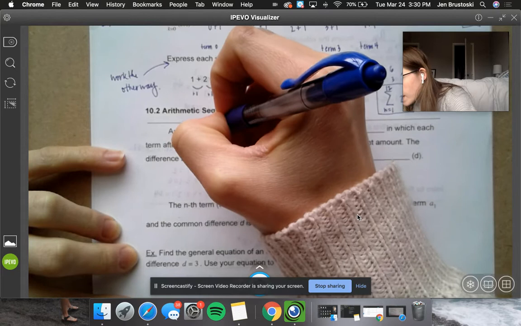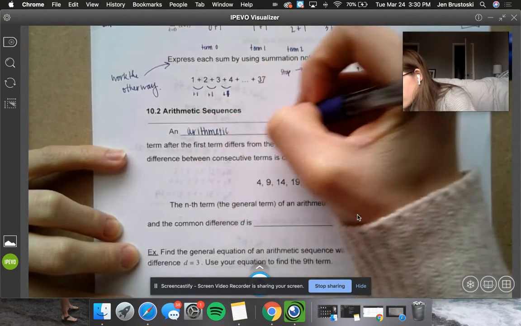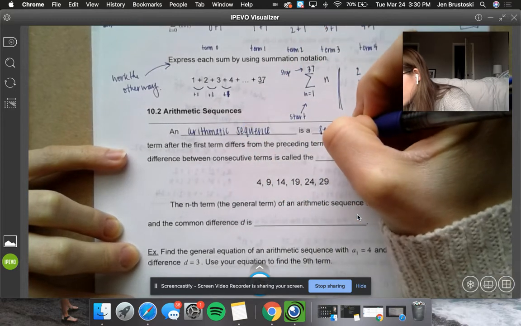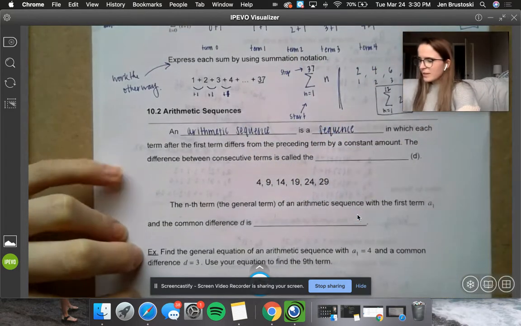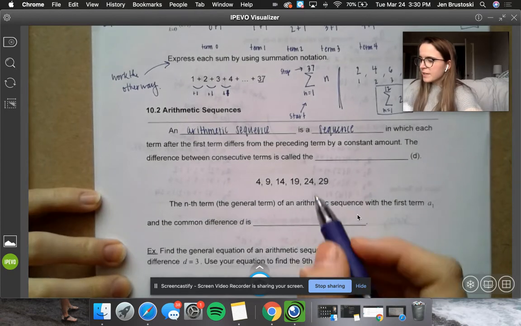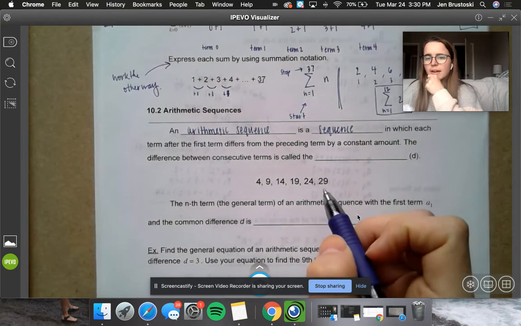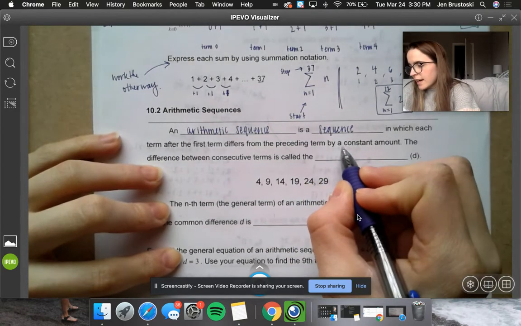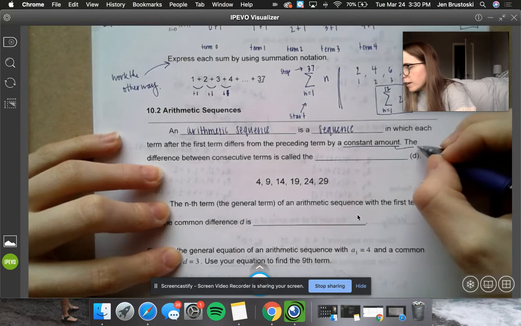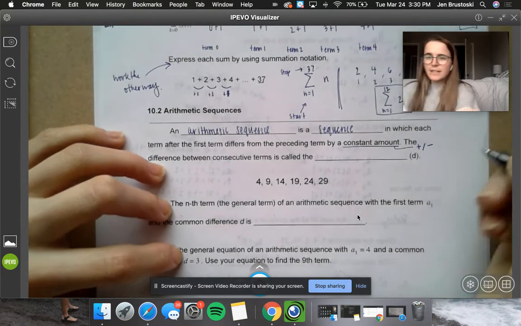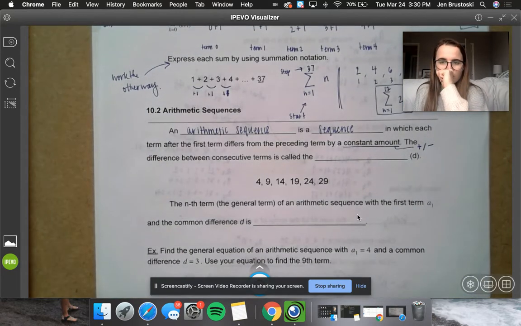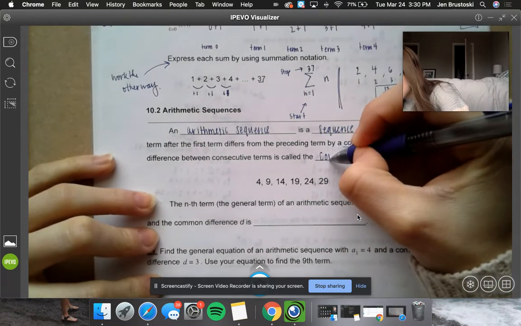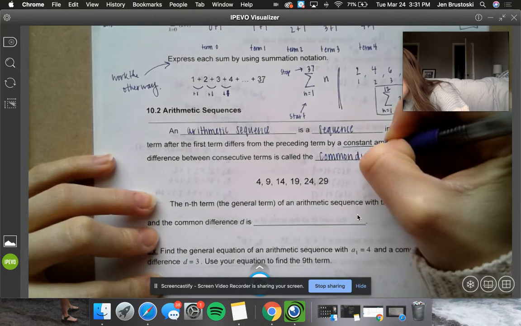An arithmetic sequence is a sequence, no duh, in which each term after the first term differs from the preceding term by a constant amount. Now, it's a lot of words to just say that we are adding or subtracting. Okay? And then the difference between those consecutive terms is going to be called the common difference.